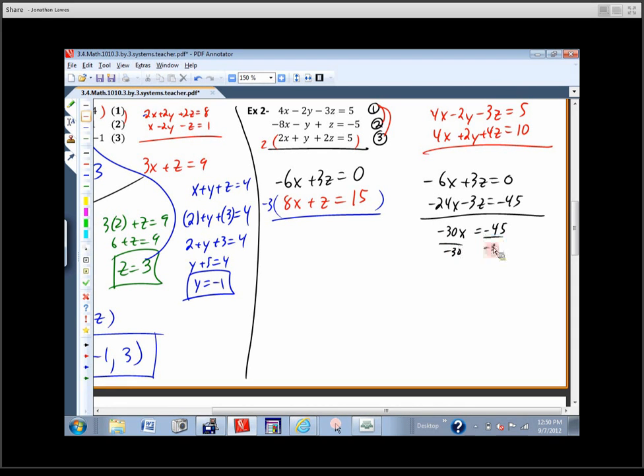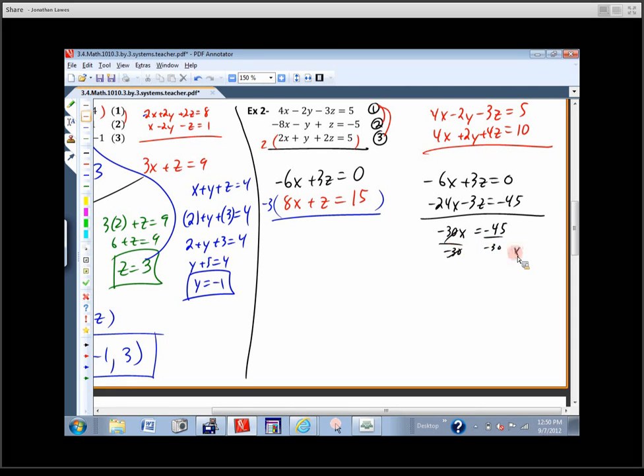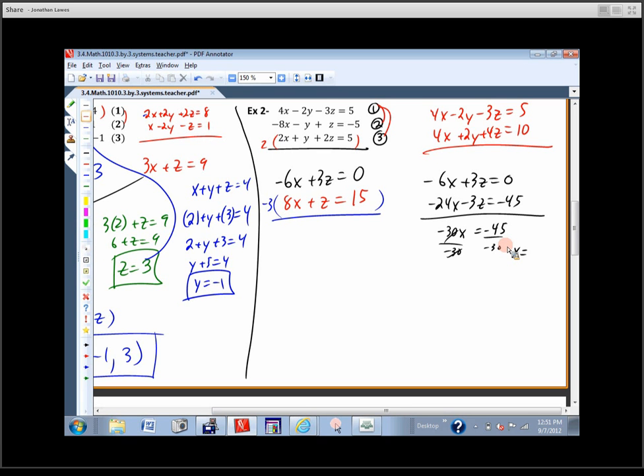We have a fraction. I'm going to divide by negative 30. This means x is equal to, let's see, what goes into 45 and 15 evenly? 5 does. 15's even bigger. 15 goes in there 3 times, and it goes in here twice. So there is what x is.